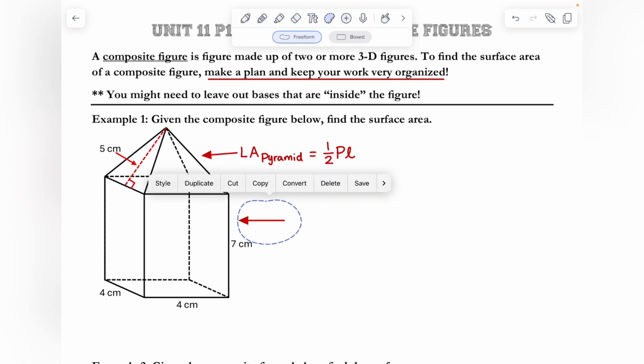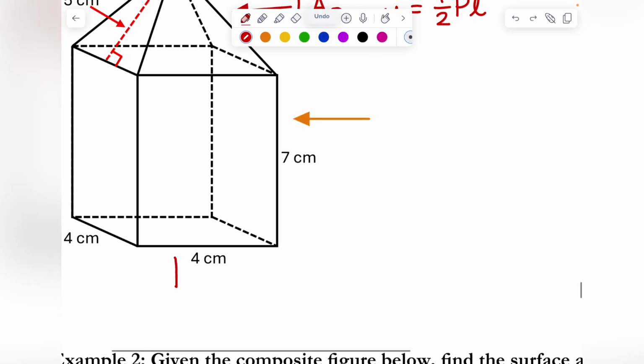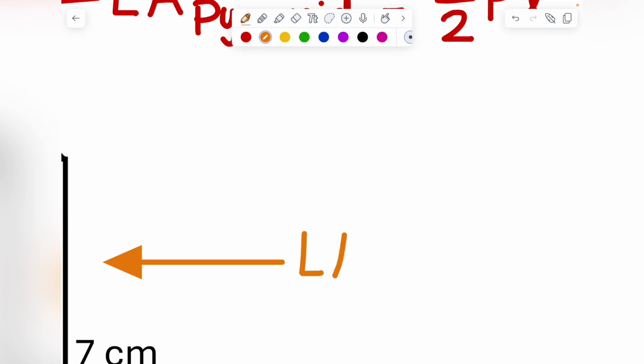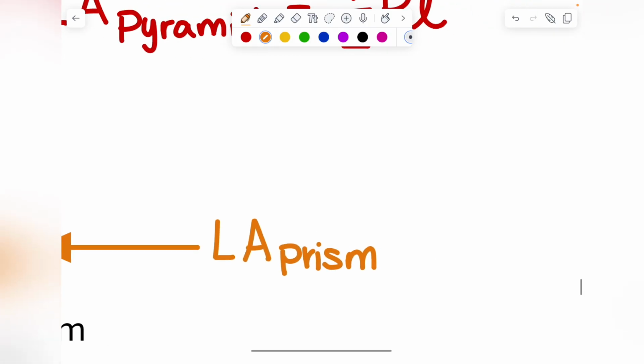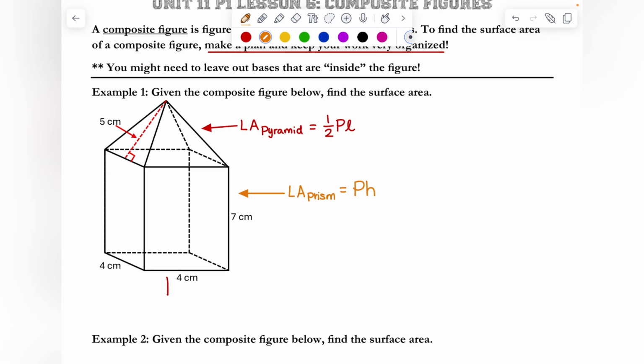Now for the second piece, I said lateral area of the prism, but let's talk about why. Remember, a prism has two bases. If we call this bottom piece the base, then these four rectangles on the side are the lateral area. All of those side rectangles are part of my surface. So that's the lateral area of this prism. And remember, how do we like our prisms? To be pretty hot. So 2B plus PH, but we're not going to include the B's. We're just going to do PH for the lateral area of that prism.